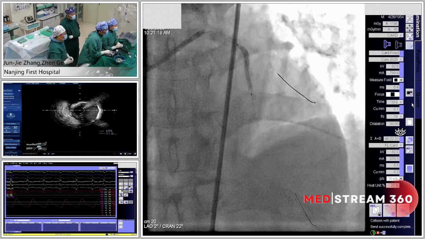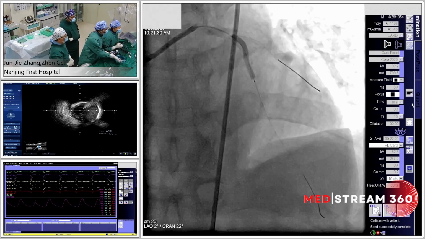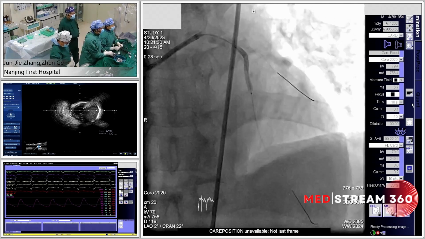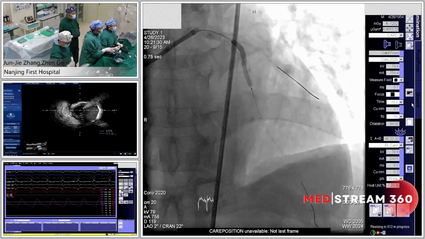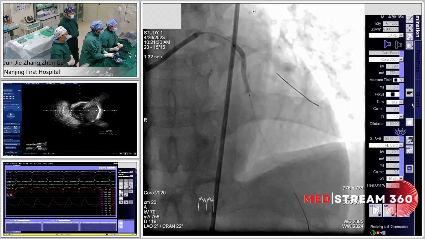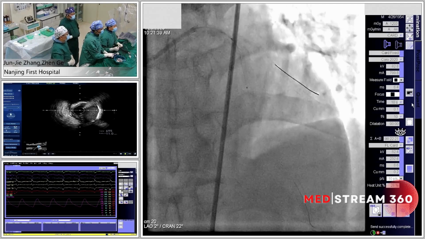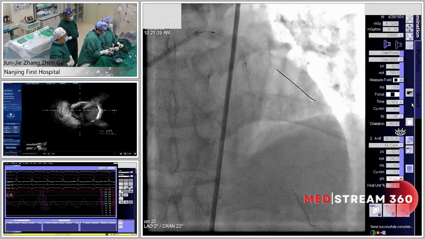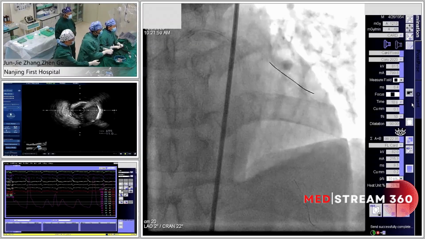For a longer stent, we need a long inflation time to achieve full stent expansion, so at least 15 seconds. Otherwise, the stent will be underdeployed. Maybe we should pull back a little and do the stent balloon post dilation.